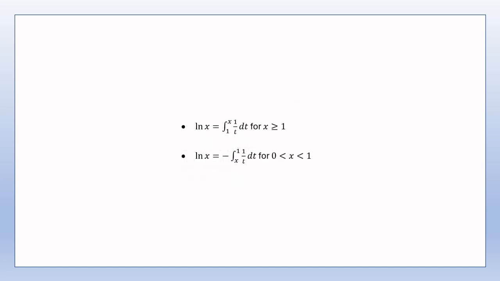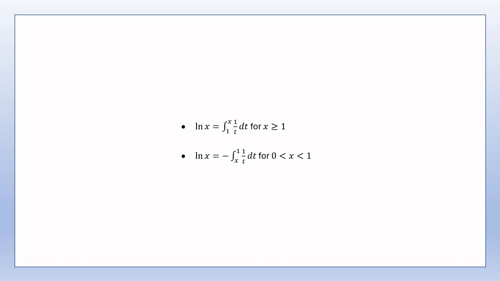ln x is equal to the integral from 1 to x of 1 over t with respect to t when x is greater than or equal to 1, and ln x is equal to minus the integral from x to 1 of 1 over t with respect to t for 0 less than x less than 1. And we might suggestively call this the natural logarithm function.